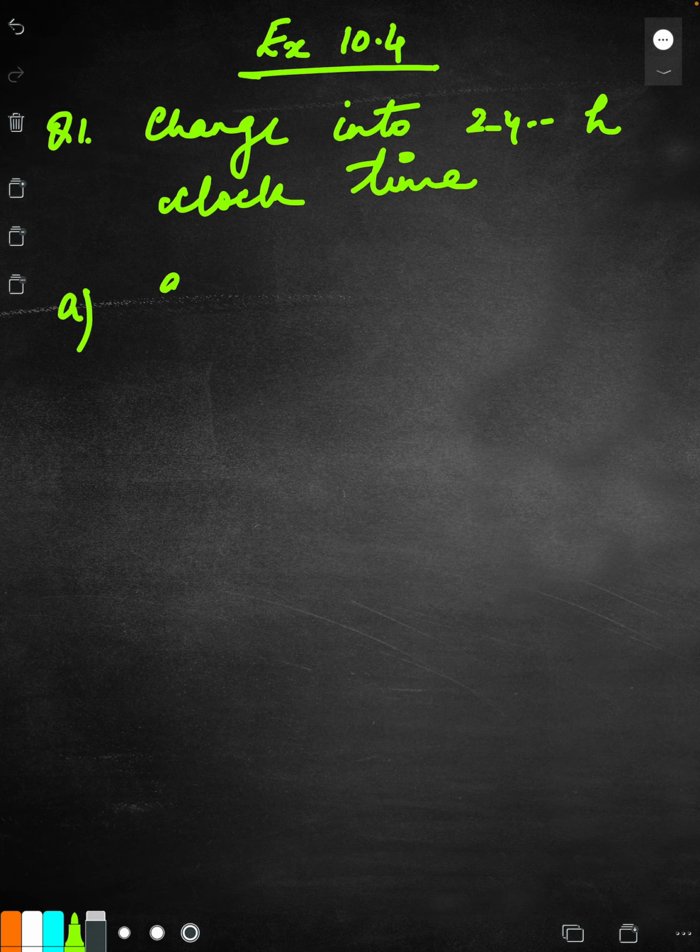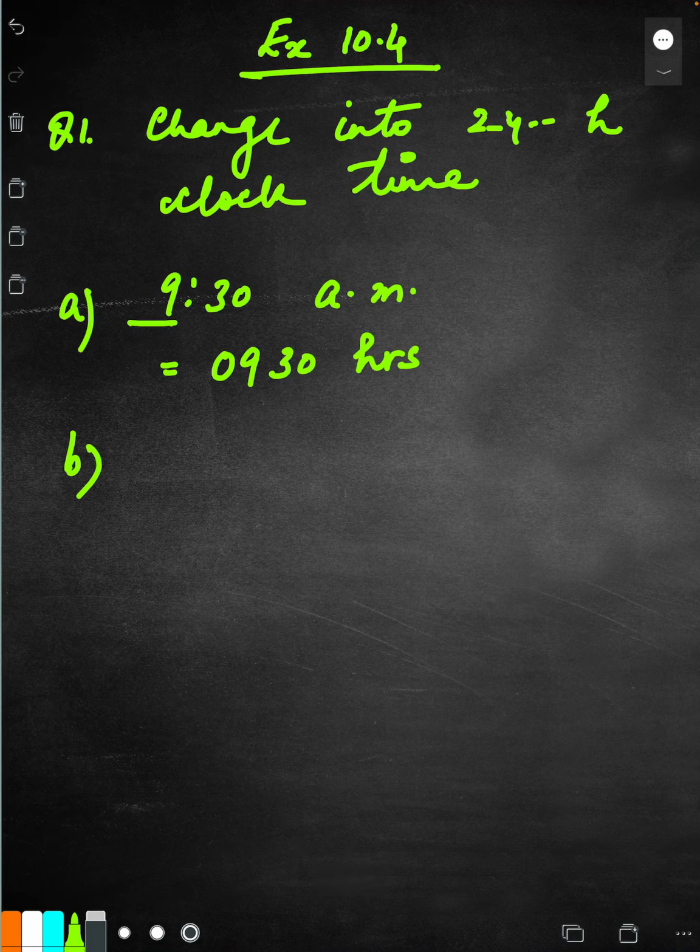The first part is 9:30 a.m. Now this is the Indian time. 9:30 a.m. is the first round of our clock, right? So as described in the previous video, it will directly be represented as 09 is the hours and 30 minutes. You will remove the colon and the AM timings are written as they are. 0930 hours, and the unit of the 24-hour clock is hours.